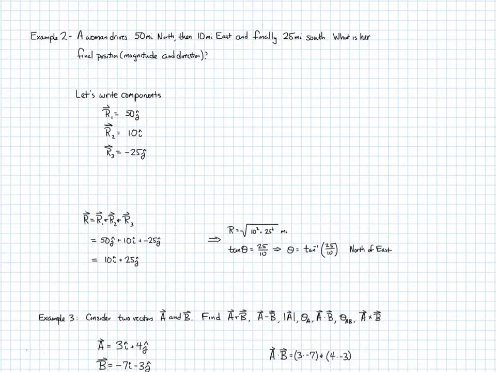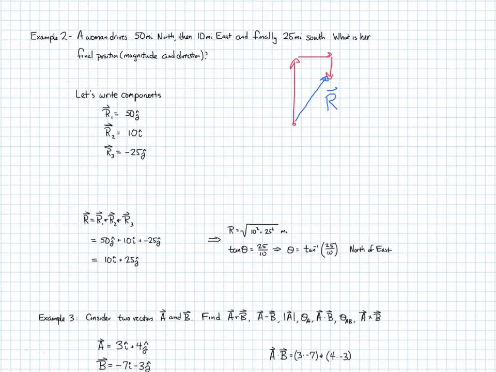Okay, simple vector sum example. A woman drives 50 miles north and then 10 miles east and finally 25 miles south. What's her final position, magnitude, and direction? So if you made a sketch of this, which I would like to do, we'd start out at some point. We go north, and then we go east, and then we go south, and the resultant vector is the blue one, R.